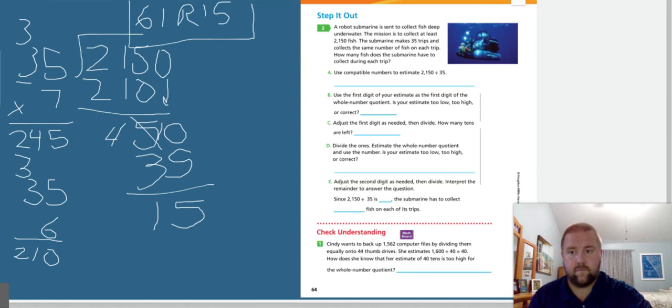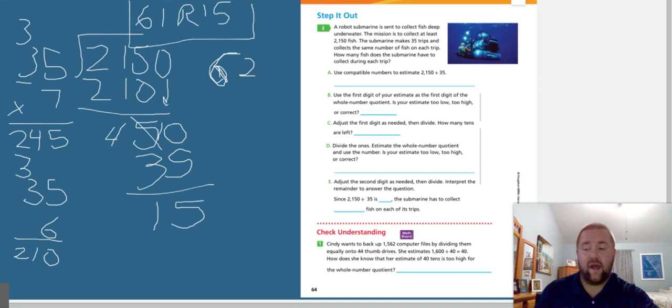It would be 62 fish on each of its trips to make at least 2,150 fish. And as a check for this, guys, for the 61 remainder 15, you can always do the reverse multiplication. You could do 61 times 35 and then add on the 15 to make sure that that's going to give you 2,150 fish.